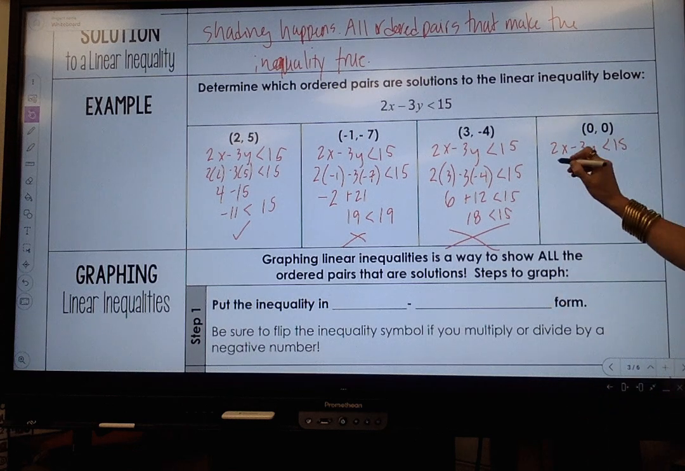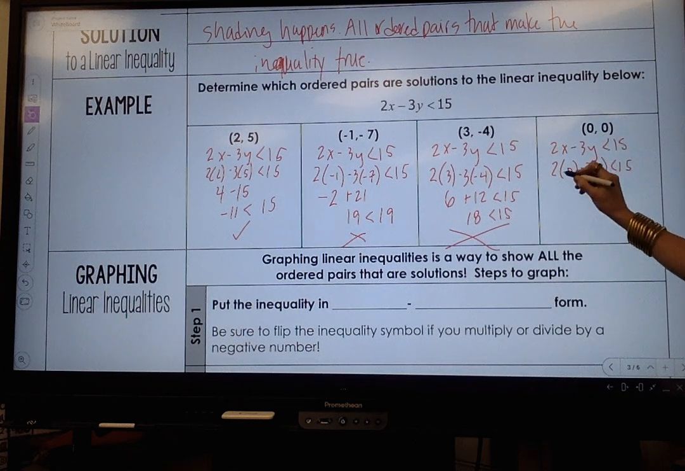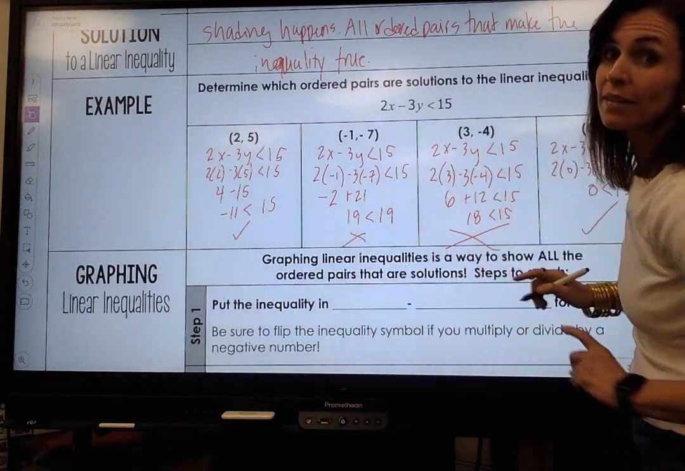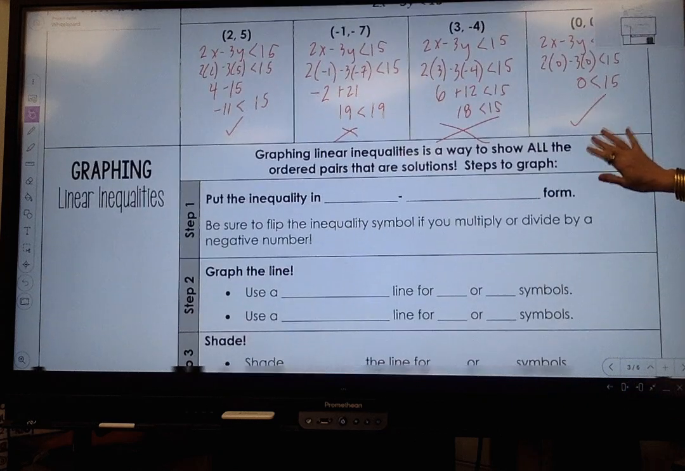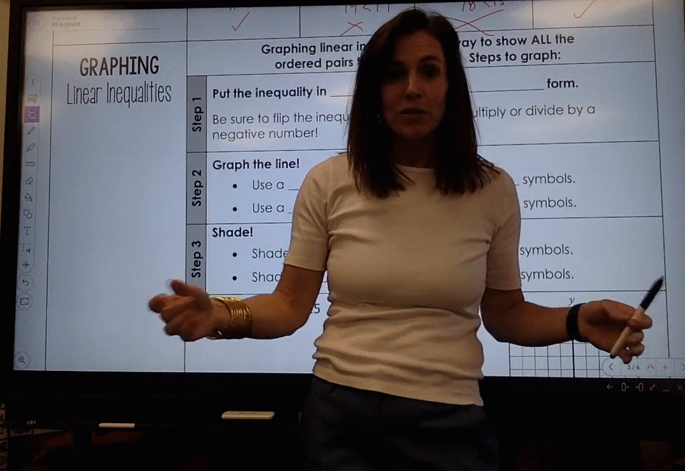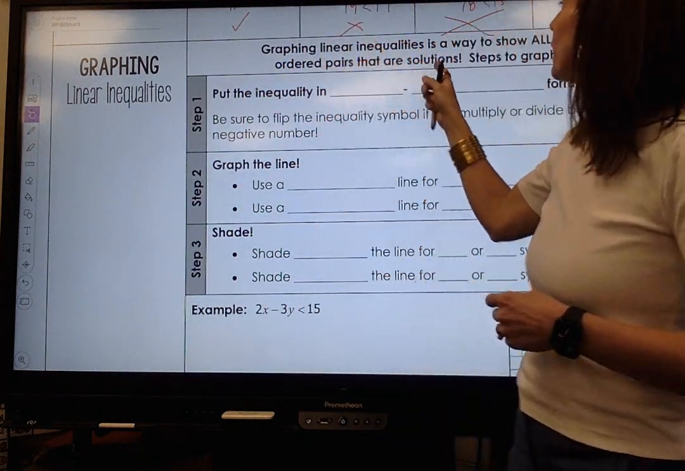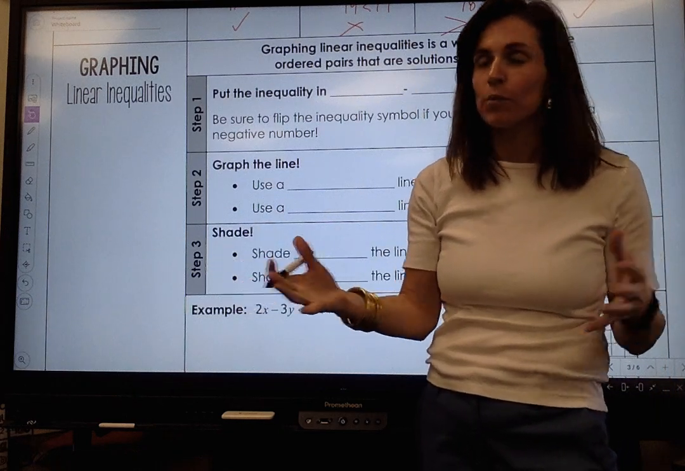Last one over here, if I give 0 for x and 0 for y, 0 minus 0, 0, is 0 less than 15? Yes. So the two examples that make this statement true are 2 and 5 and 0 and 0. Now, there's got to be an easier way than to test every individual point. So how do we graph linear inequalities in a way to show all the ordered pairs that it represents?